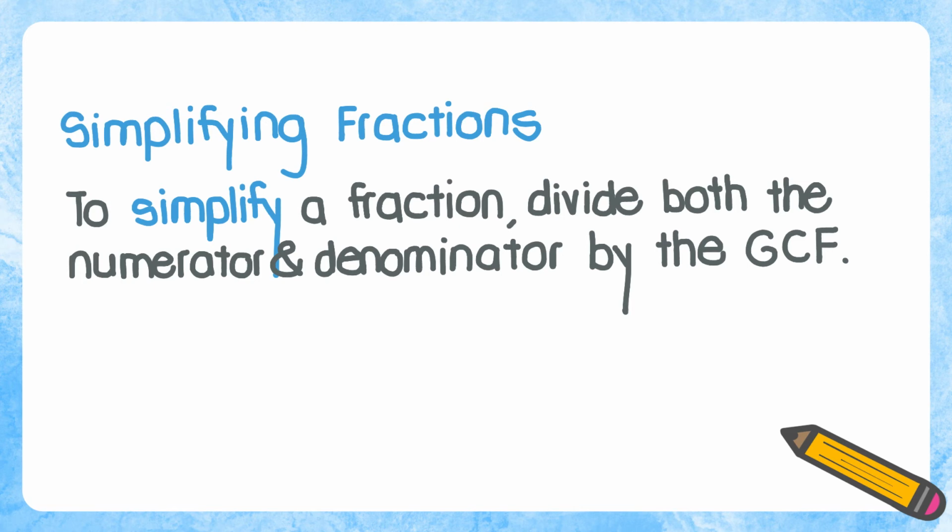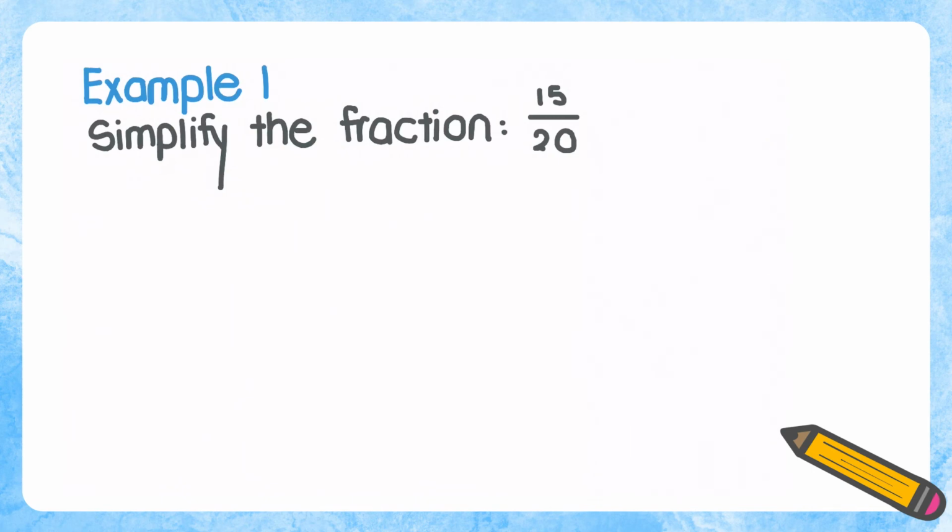So how do we simplify fractions? To simplify a fraction, divide both the numerator and denominator by the greatest common factor. And we like to simplify fractions as much as possible, just so they're easier to work with. For our first example, we're going to simplify the fraction 15 over 20. We want to find the greatest common factor of the numerator and the denominator.